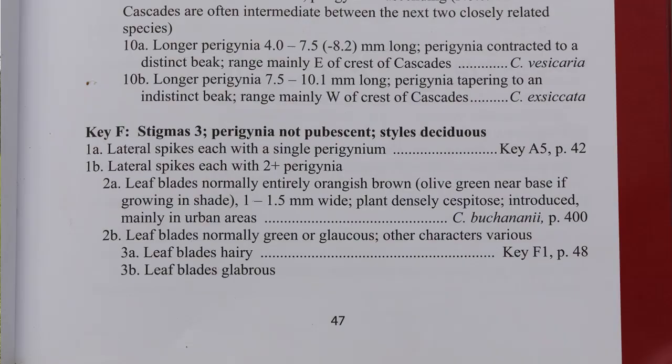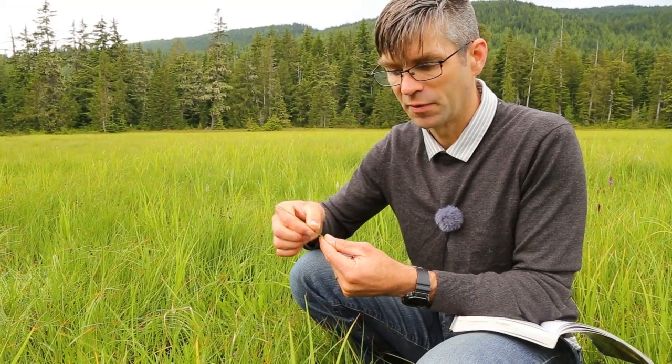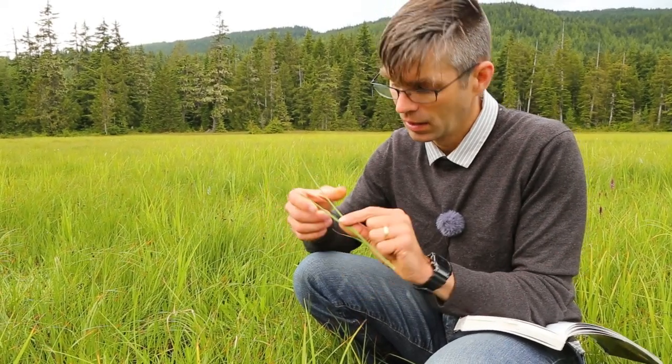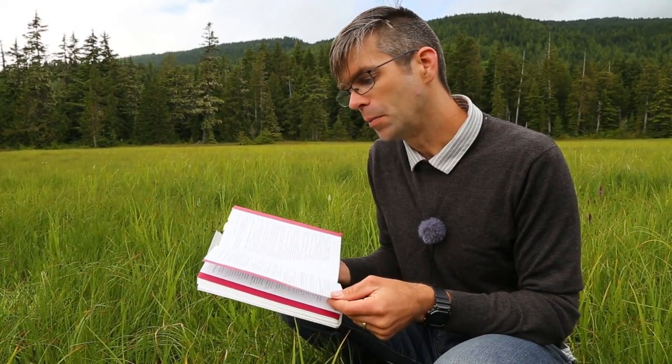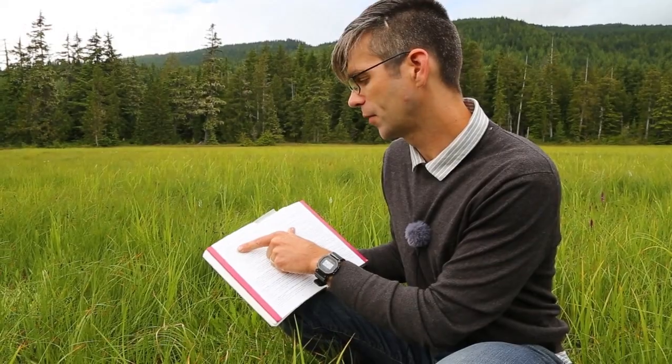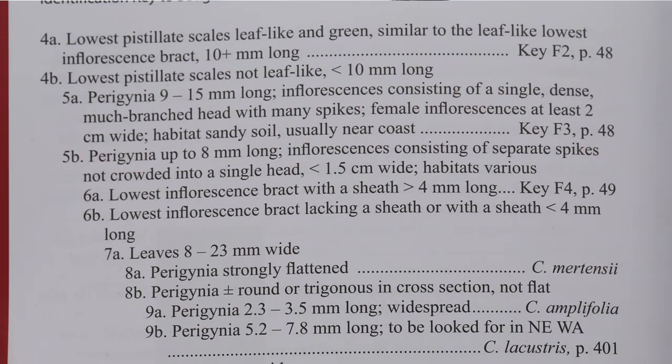I go to 3. 3A says leaf blades hairy. 3B says leaf blades glabrous. So these are leaf blades. They feel smooth and they look smooth, so they are glabrous. Below 3B is 4A versus 4B. 4A says lower pistillate scales, leaf-like and green, similar to the leaf-like lowest inflorescence bract. 4B says lowest pistillate scales, not leaf-like, less than 10 millimeters long.